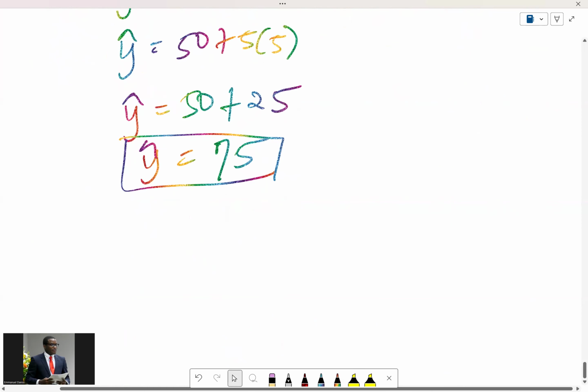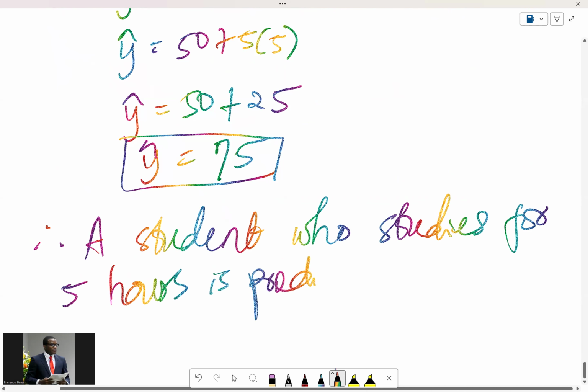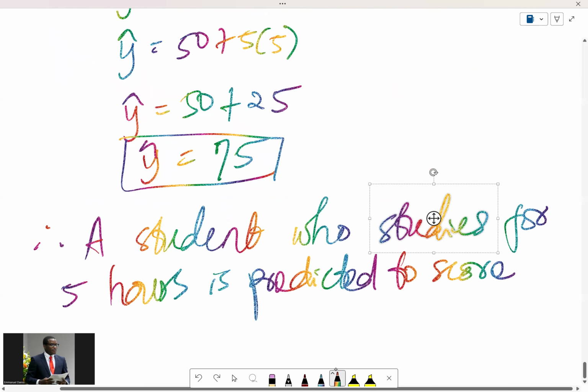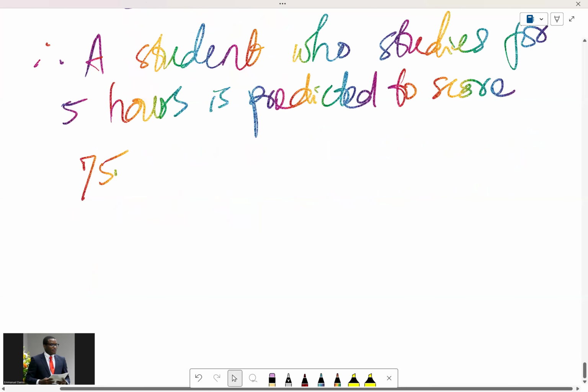But of course, to be very sure, let's do that. Okay, we can just say therefore a student who studies for 5 hours is predicted to score, I mean, it's not even approximate now, to score 75, basically. Okay. So let's talk about computing the error.